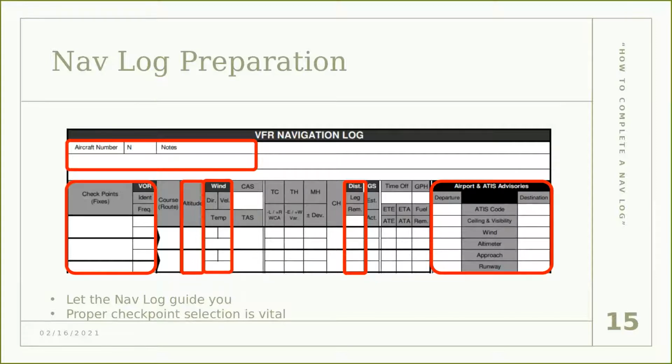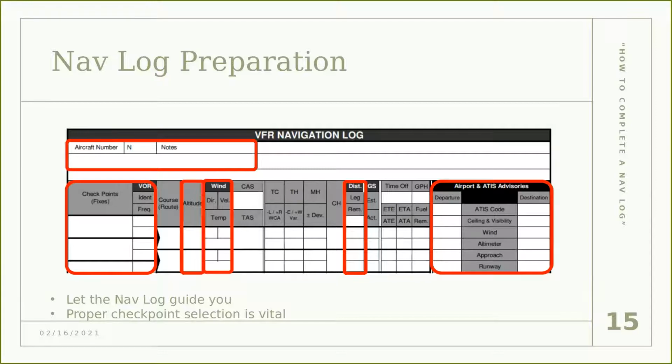Distance, this is very easy. If you've already figured out your checkpoints, you can use your plotter to figure out distances since there's a ruler on your plotter. Now make sure you're using the correct setting. There's a statute miles and a nautical miles. You need to use nautical miles when you're using that sectional. Okay. And then there's different scales on here. For example, mine has sectional chart and world area chart scales on here. I'm going to be using my sectional scale, so just be aware of what you're using. But your plotter will tell you. Okay.